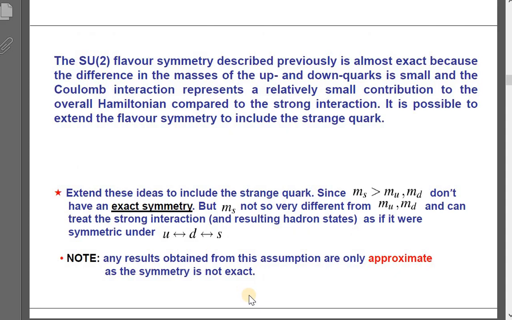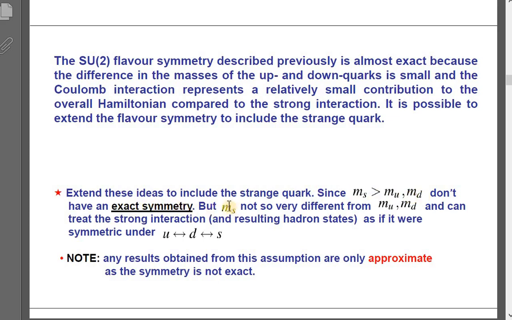Well, now we know that the SU2 flavor symmetry described previously is almost exact because the difference in masses of the up and down quarks is small, and the Coulomb interaction represents a relatively small correction to the overall Hamiltonian compared to the strong interaction. Now, what we are going to do is to include the strange quark in our discussion. We know that the mass of the strange quark is somewhat greater than the mass of both u and d quarks. So we don't have an exact symmetry.